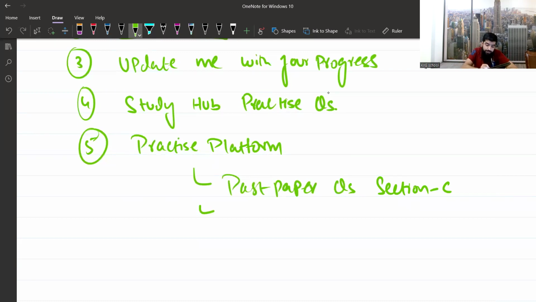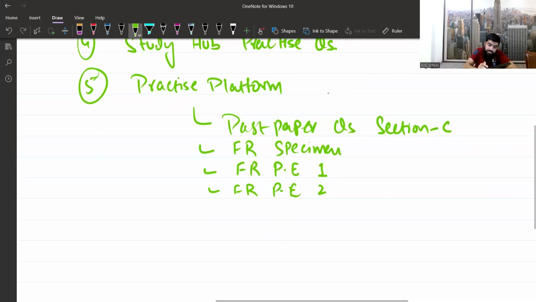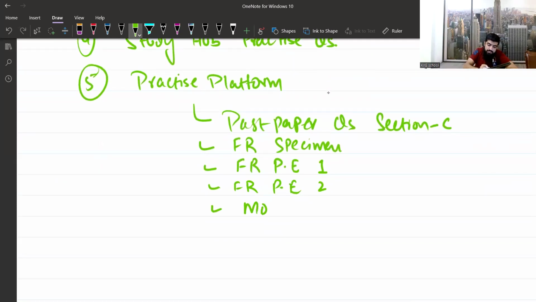Once you are attempting your exam, ACCA will upload the FR specimen paper. This will be a 3 hour paper in which Sections A, B and C will be tested. Second, there is going to be FR practice exam 1, then FR practice exam 2, and finally there is going to be the mock exam.